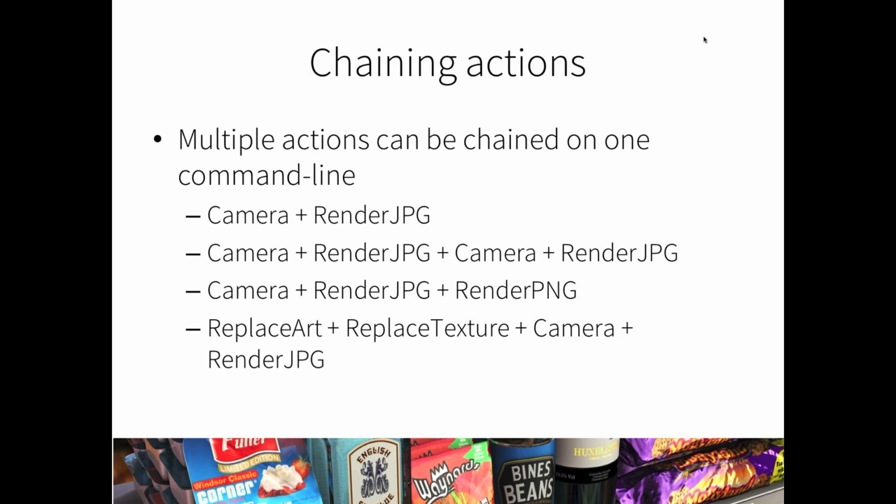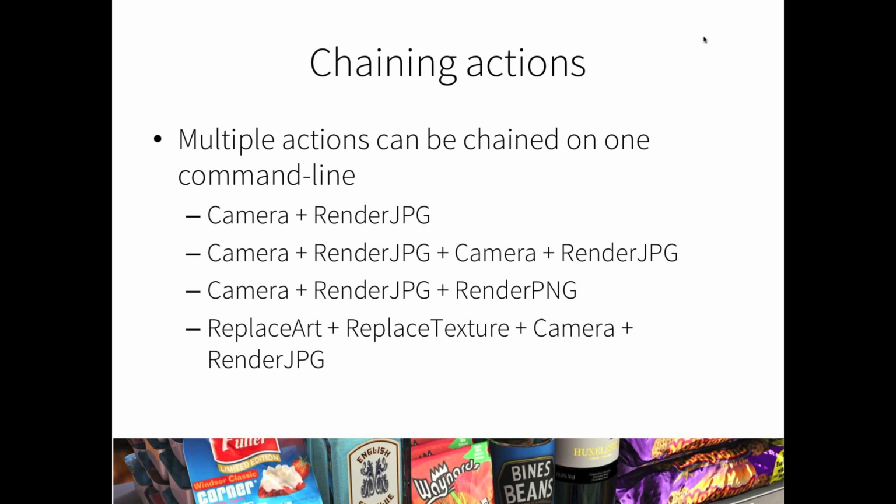And because I can have multiple actions, I can actually do that multiple times. So I could say camera, render JPEG, camera, render JPEG, and that would give me the possibility to, in one command line with iC3D Automate, have two different images of the model, perhaps one from the right-hand side and one from the left-hand side. And you can continue to build on that as much as you want.